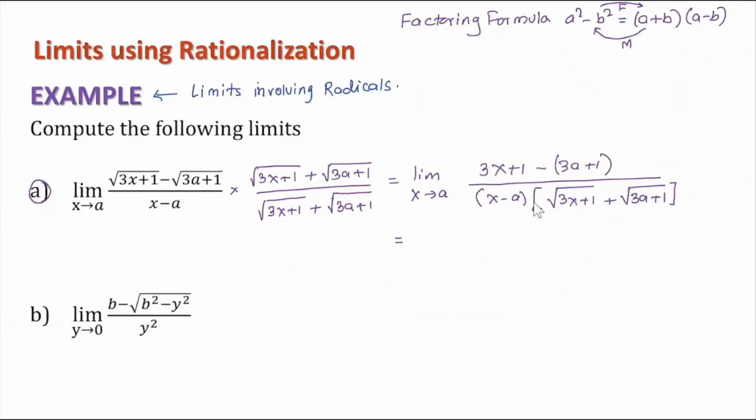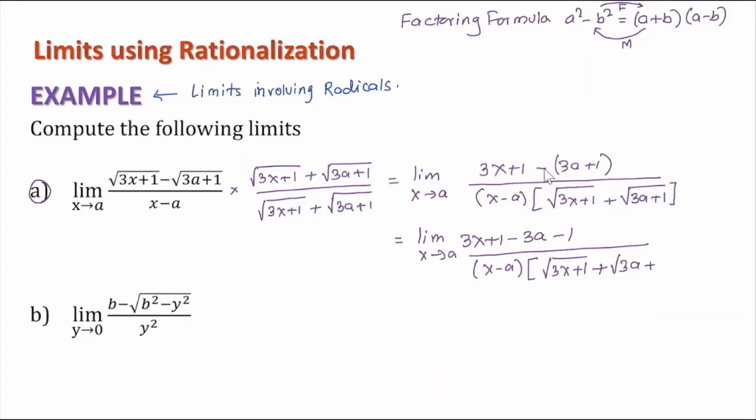Now we are going to simplify the numerator. If we look at the numerator carefully, we have 3x plus 1. Then if we simplify this, it will be minus 3a. And if I distribute the negative sign, that will be minus 1. Let me write that. Limit as x approaches a, 3x plus 1 minus 3a minus 1. Denominator, I'm going to keep it like that: x minus a times the square root of 3x plus 1 plus the square root of 3a plus 1. And the 1 in the numerator gets cancelled because one is positive, the other one is negative.